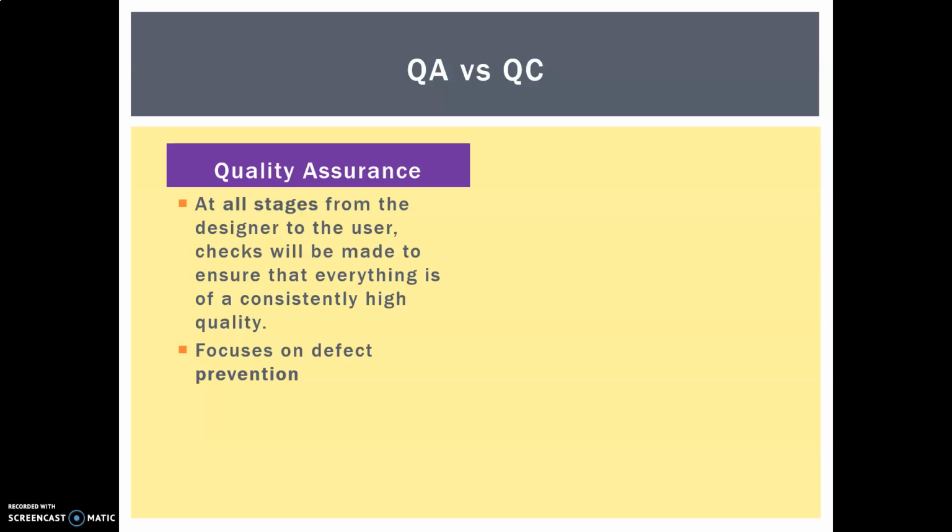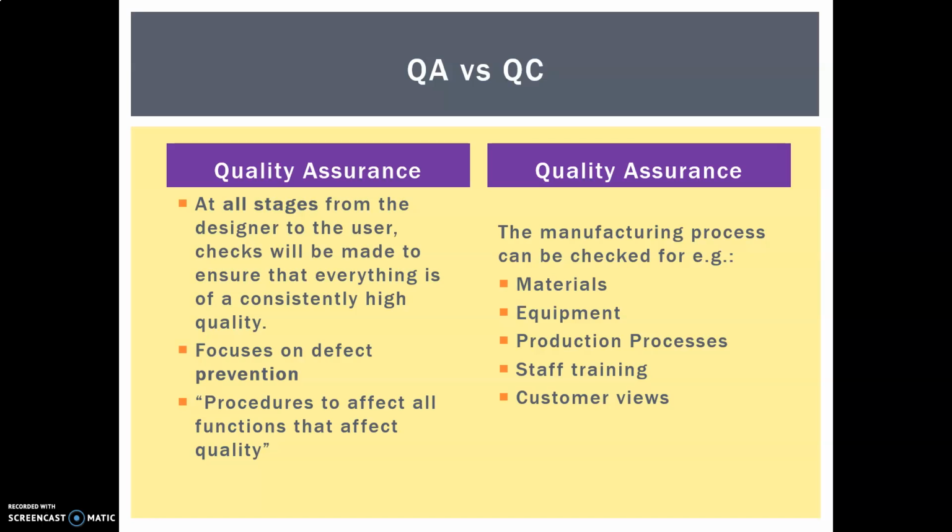doing their jobs right, that the product is being produced the right way. So these are procedures to affect all functions that affect quality. So these are going to be measured against the specification primarily. So they're going to be things like materials, equipment, production processes, during the manufacturing process, as well as things like staff training to make sure that people know how to do their jobs the right way of a consistently high quality, and customer views. So you might check things periodically and see what the feedback is.